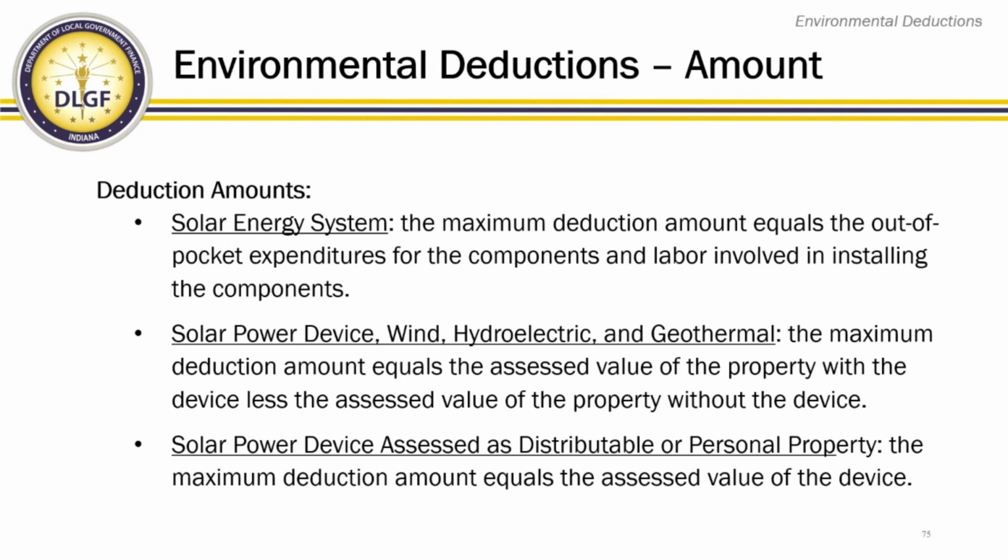Now, the amount for the deduction is largely either based on the amount that equals the out-of-pocket expenses for the components and the labor to install the property, or it's going to be the maximum amount of the property overall minus the value of the property that was installed, or it's just going to be the outright value of the actual device or property that was installed. So they look generally at the same thing, just from very different lenses for the listing breakdowns that we have in the slide here. So it'll be important to know what the property type is and what lens you have to look at for determining value.